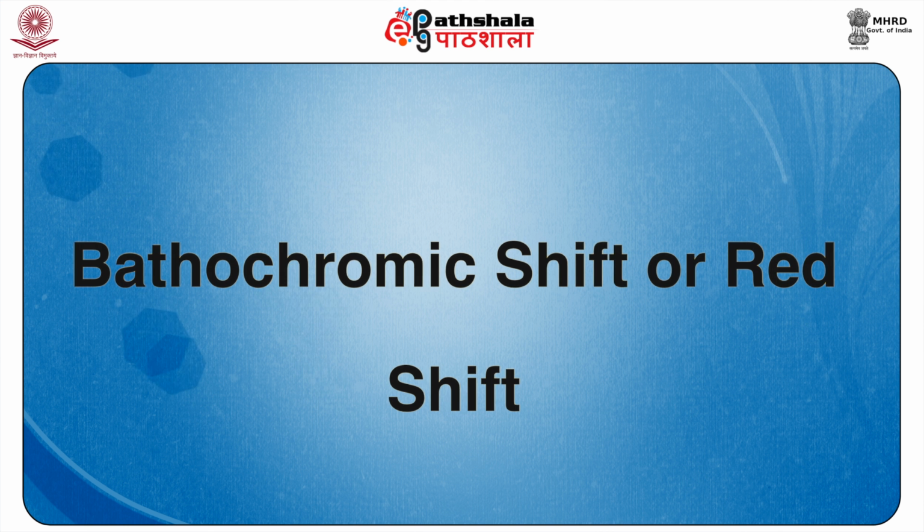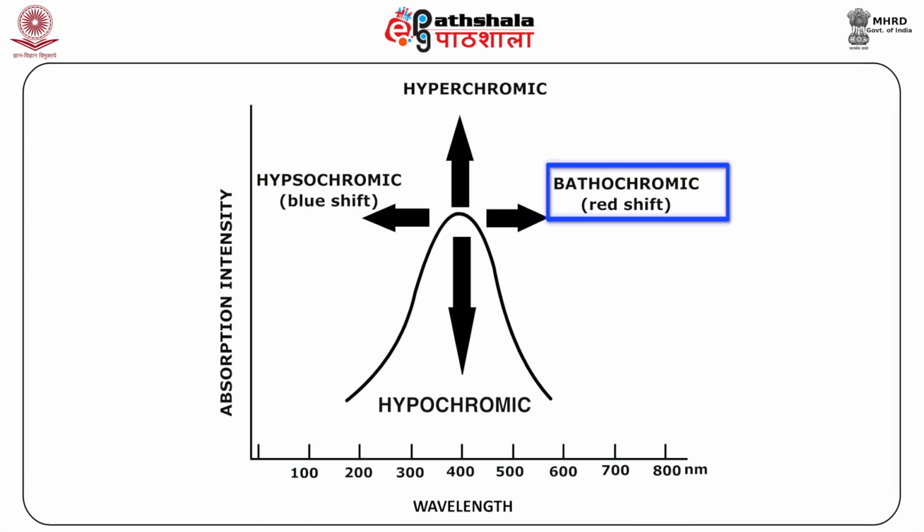Now, coming on to the bathochromic shift or the red shift. The shift of an absorption maximum towards longer wavelengths or lower energy is called bathochromic shift. It may be produced due to presence of an auxochrome or change in solvent polarity. Because the red color has a longer wavelength than the other colors in the visible spectrum, this effect is also termed as the red shift.